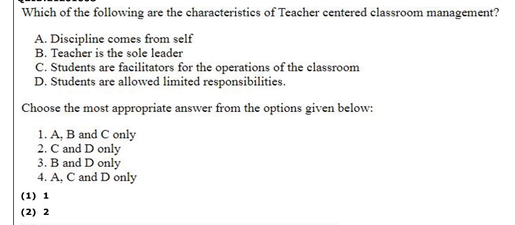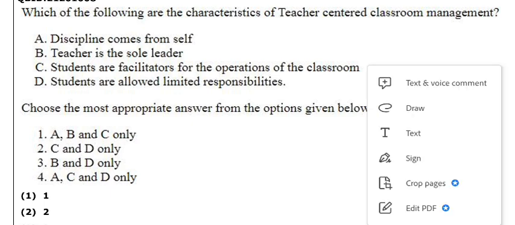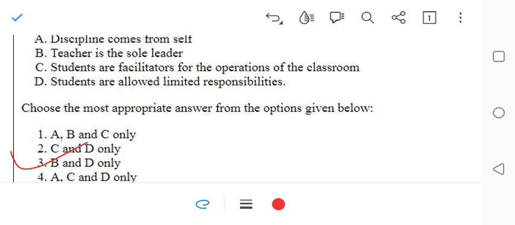A, B, C, C, D, B, D, A, C, D. So it will be B and D. This will be correct. B and D.